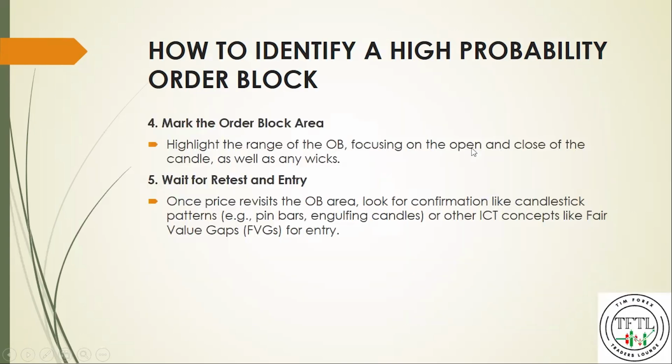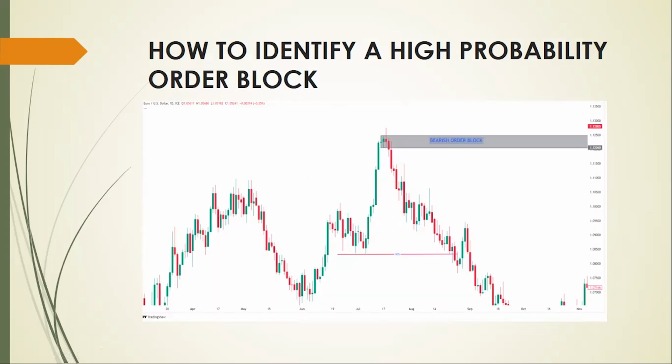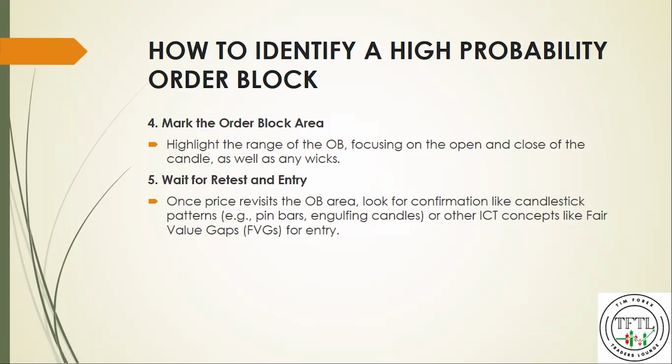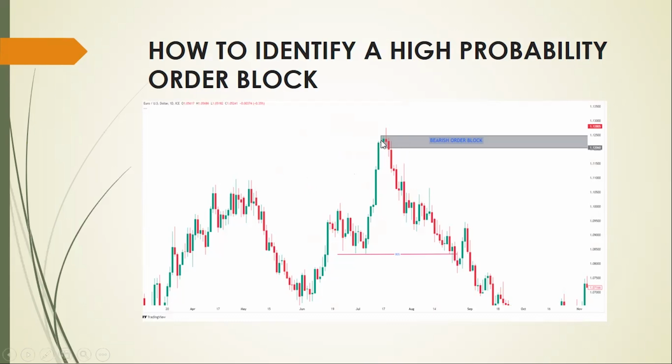Then number four, mark the area of the order block like I've shown you there. I have identified this last candle and I've marked that area and also labeled it bearish order block. I highlight the range of the order block, focusing on the open and close of the candle as well as any wicks. Like you can see in this candle, the last bullish candle before the downtrend, I have marked from wick to wick. That's how we mark the order block, from wick to wick.